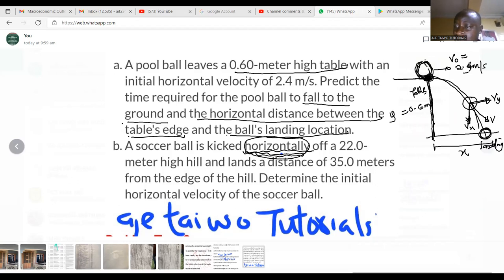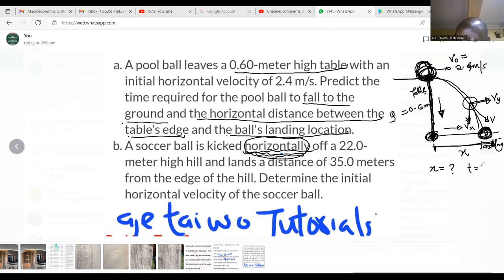When the pool ball lands on the ground, it has covered two distances. One, a distance vertically, which is the height of the table. Two, it has moved horizontally, from the edge of the table to the landing point. If you trace it down, this is the same edge also. We are finding distance x, from here to here. But the point we have to drive home is this: distance x traveled is unknown.